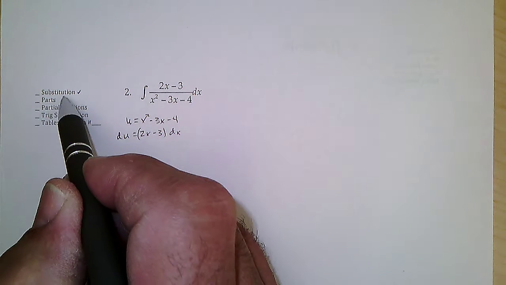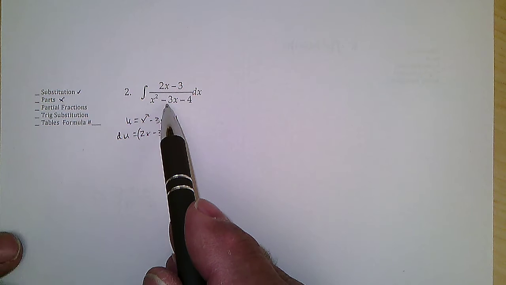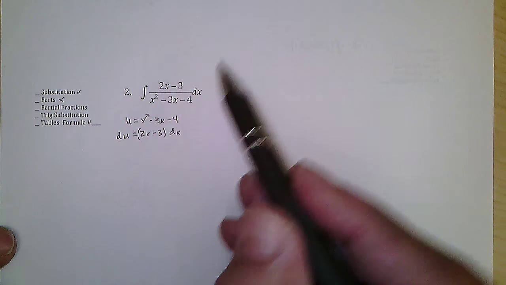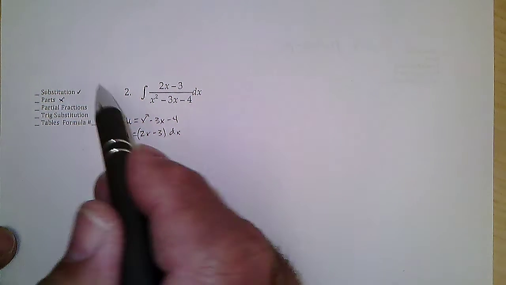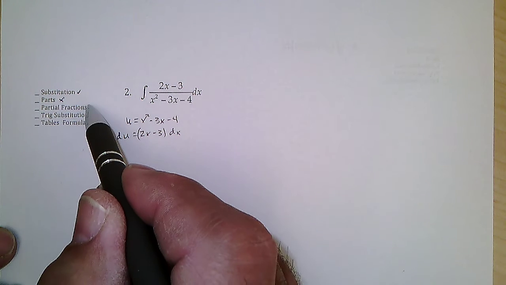Could it be done by parts? Not really, because it's not the kind of stuff we've done before. We might be able to, but it'd be forcing it. And we're looking for 2 things multiplied usually when we're doing that. We could bring this up and call it to the minus 1, but it still would be ugly.